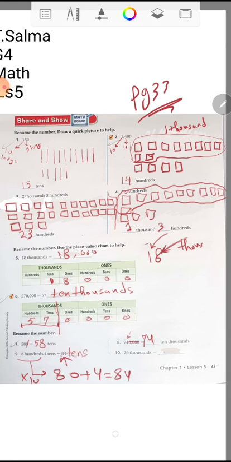Okay, now let's see number 10, 29,000. If I want to write it as a full number, 29,000, that means I have 29 in the thousands digit and I have to put 3 zeros next to it because I finished the thousands period. So this is how we will rename the number. I hope that you understand it very well, and thank you.